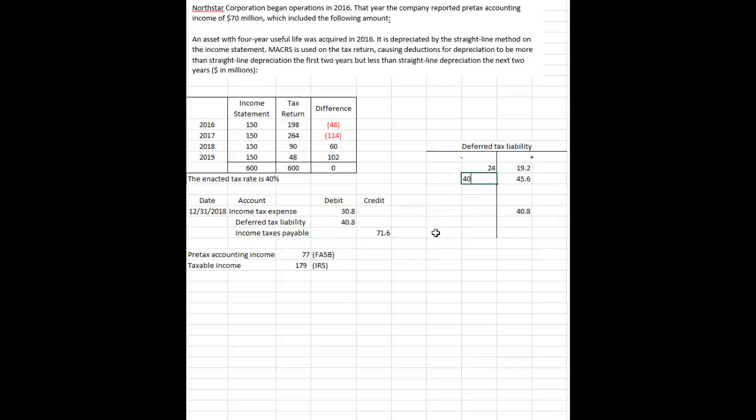We could plug that into our T account, and what you'll notice is that the right side is going to equal 64.8 and the left side equals 64.8, which is logical. This thing is now gone. It would not show up on a balance sheet anywhere because it has fully reversed itself.